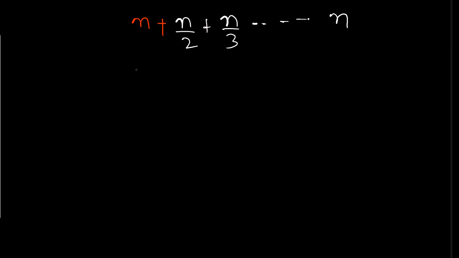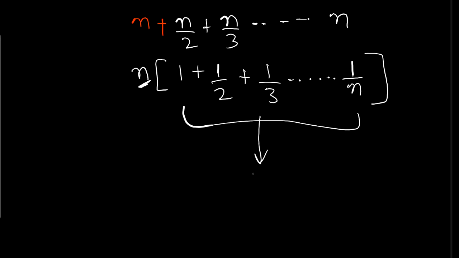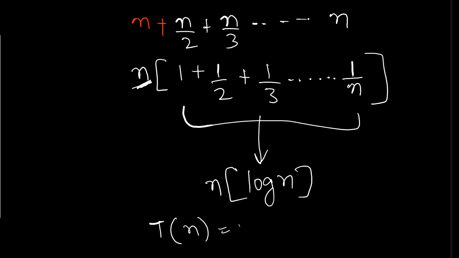Right? So if I take n common, I'll get 1 plus 1 by 2 plus 1 by 3, and going up to 1 by n. Now so as to calculate this, we can write here log n, right? And here we have n outside. So if I need to calculate time complexity for it, it will be n log n, big O of n log n. So this is how we can calculate time complexity for different kinds of algorithms.